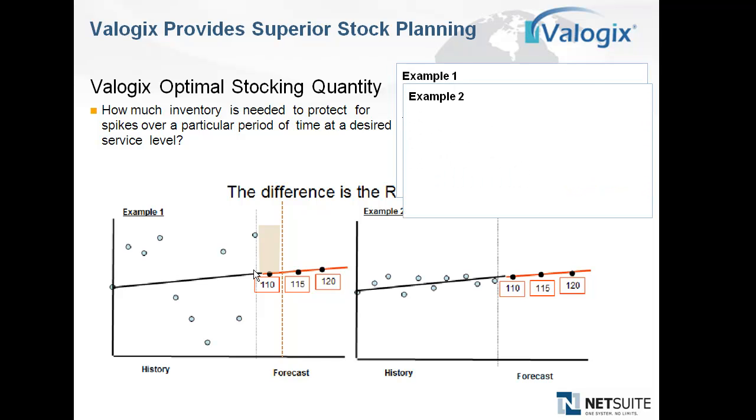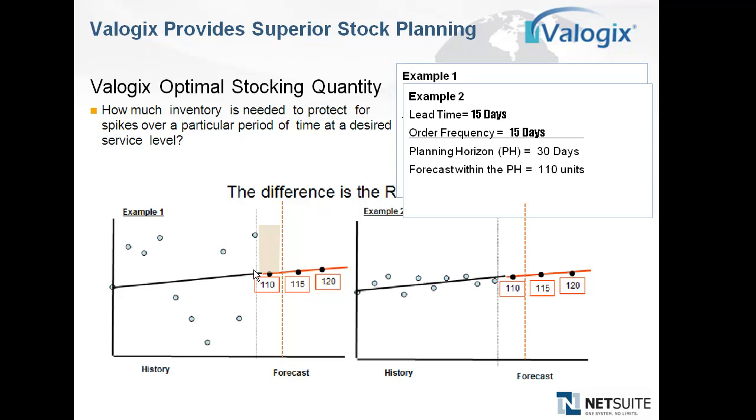Now let's look at example 2. Example 2 has very different demand. Demand looks far more predictable than example 1. But let's set the configuration options exactly the same, and let's look at the difference in results. Let's say the planning horizon is 30 days. We think we're going to sell 110 units, the same as example 1. Our goal of service for example 2 will be 99%. What do you think the optimal stocking level would be? Do you think you need 158 units?